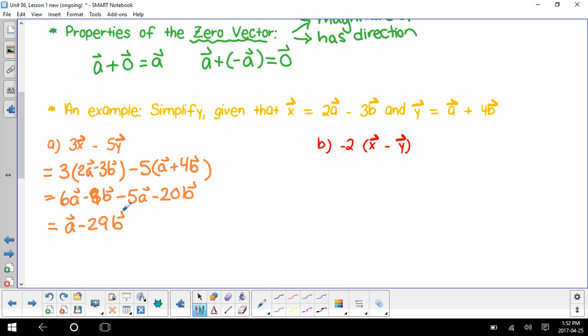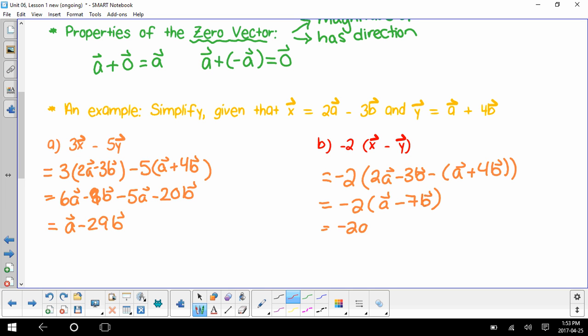And we're allowed to put the negative 9 vector B and the negative 20 vector B together to get negative 29 vector B. We have a second example here, much the same. We have a negative 2, and then we have vector x minus vector y. And we can simplify this a little bit. So we have 2a minus an a. So we have the vector a in there, and we have 3 times vector b minus 4 times vector b, which is negative 7 vector b. And finally distribute that negative 2.